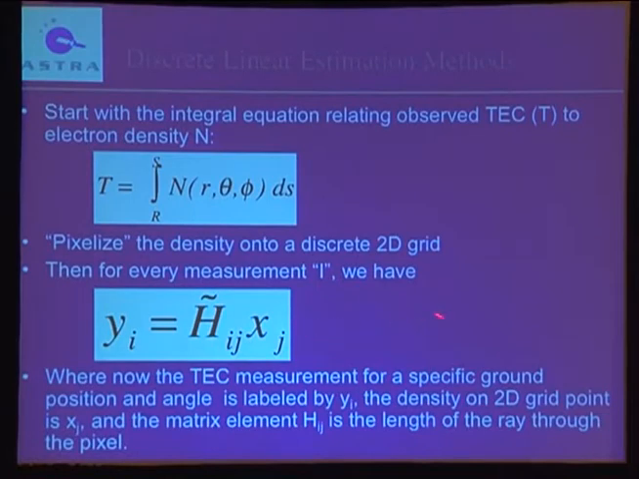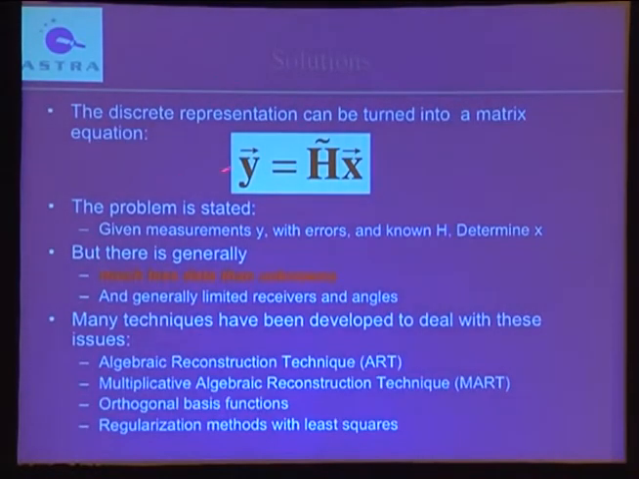That's called a representation error. We can make that into a matrix, and now we've got it. If we're given the measurement with errors, can we determine X? And there's a lot of methods.